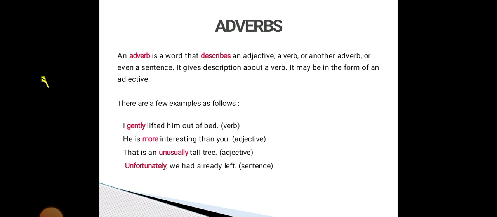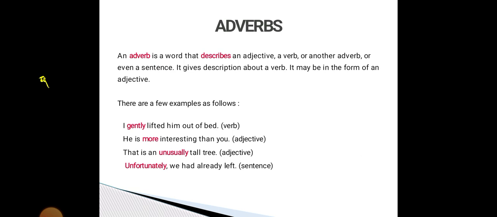An adverb is a word that describes an adjective, a verb, another adverb, or even a sentence. Some of the examples we can see. I gently lifted him out of bed. In this, before that verb, we can add the adverb gently. He is more interesting than you. In this sentence, the adjective is interesting. Before that adjective, we can add the adverb more.